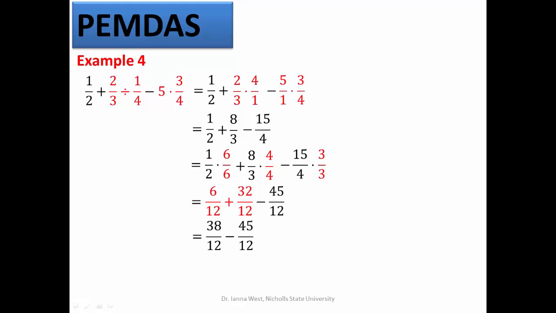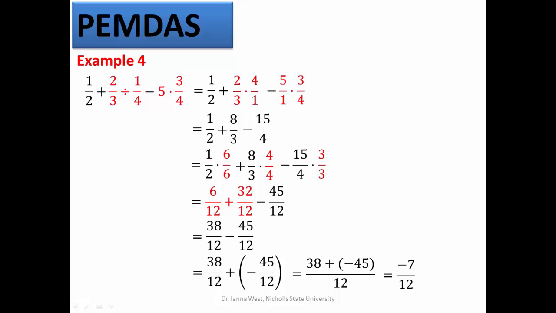Recall that we may rewrite this as an addition problem, giving us 38/12 plus negative 45/12. To add two numbers with unlike signs, we subtract the smallest absolute value from the largest and we keep the sign of the larger number. Therefore, we have 38 plus negative 45, which will give us -7, and we carry over the 12, giving us -7/12. This is our final answer.